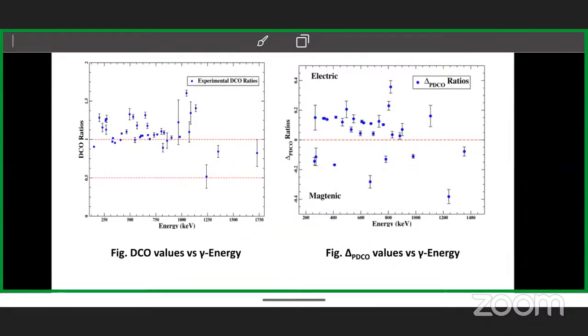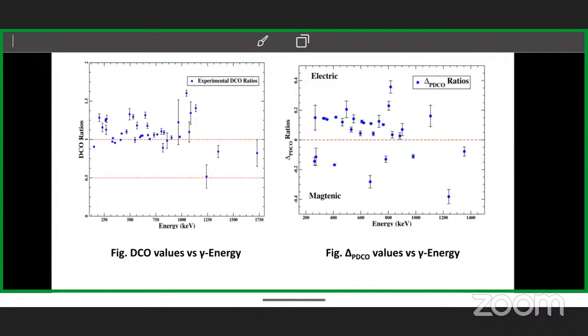Using these gamma energy coincidence matrices, we placed our gamma transitions into the correct places. After correct placement of the gammas, we need to assign spin and parity of the levels. For spin and parity of the levels, we need to determine the DCO ratios and polarization asymmetry ratios for that.